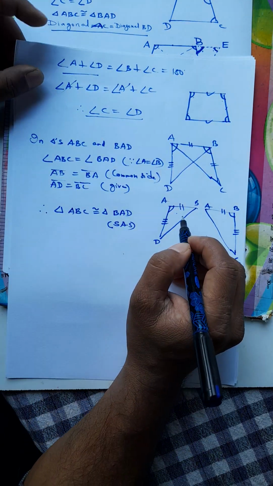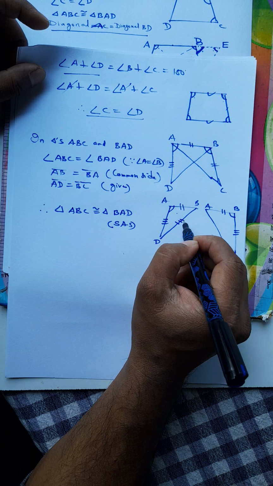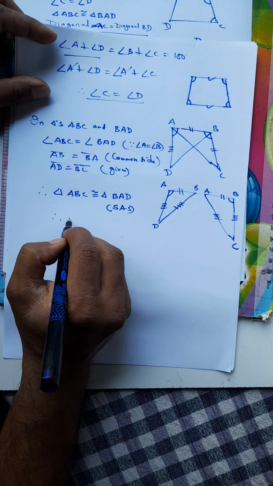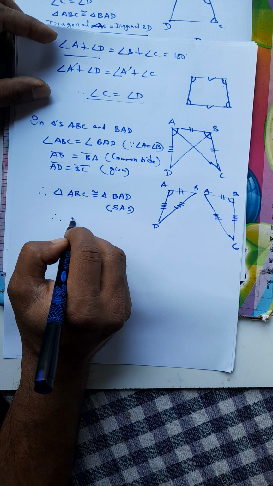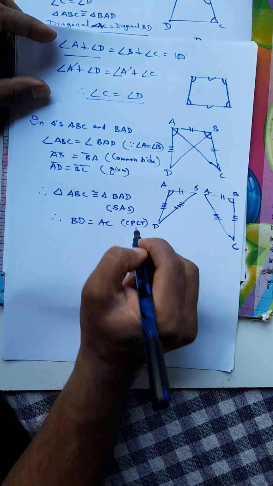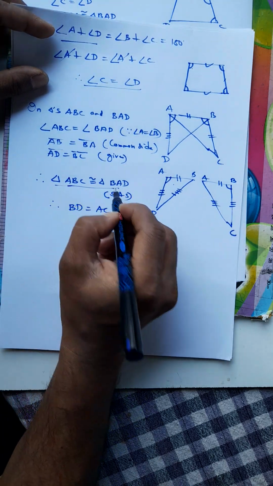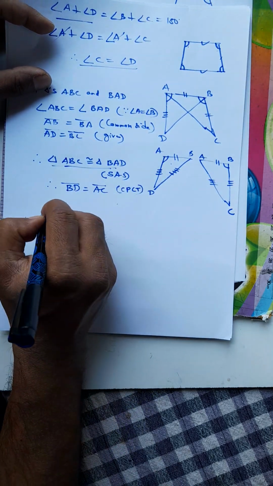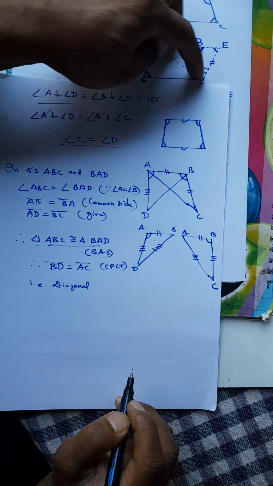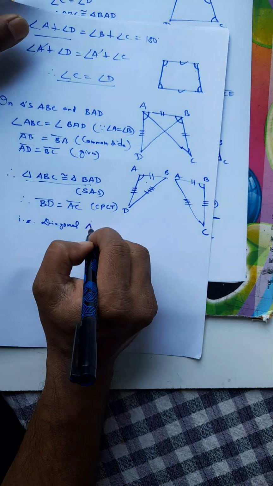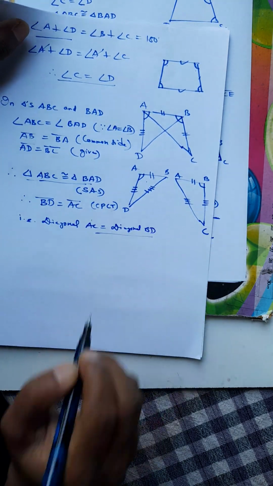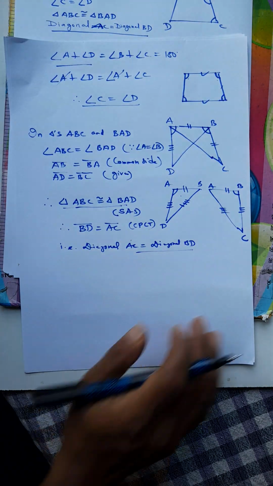Now if these two triangles are congruent, that means these two sides will be equal, right? CPCT, therefore BD equal to AC. CPCT, corresponding parts of congruent triangles are equal, right? BD equal to AC, that is diagonal AC equal to diagonal BD. So this has to be proved, right?